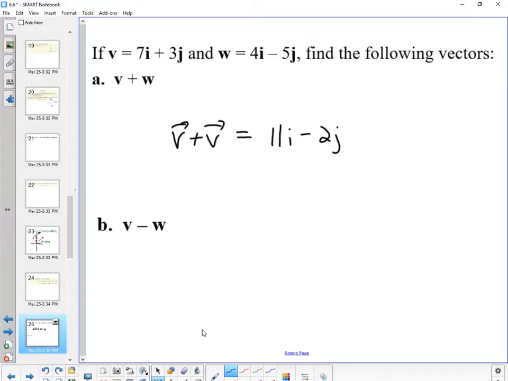So, vector v plus vector w should equal. Why do I have two v's? It's a double v. Double check that, please. You should get 11i + 9j minus 2j. Okay? Do the difference, please. Do the difference.